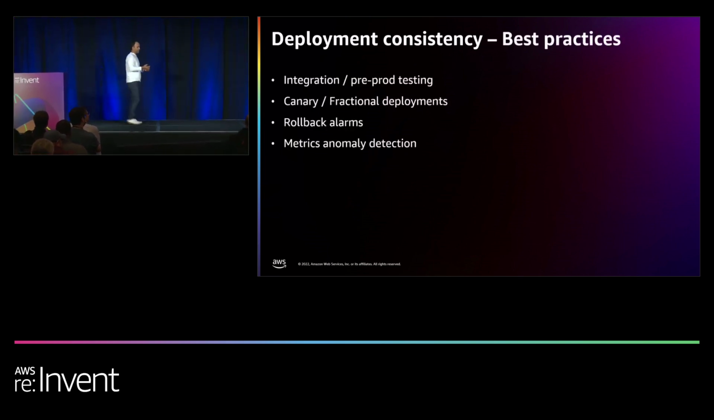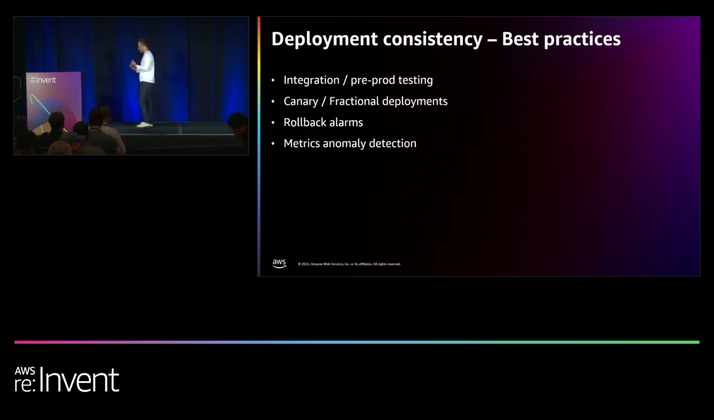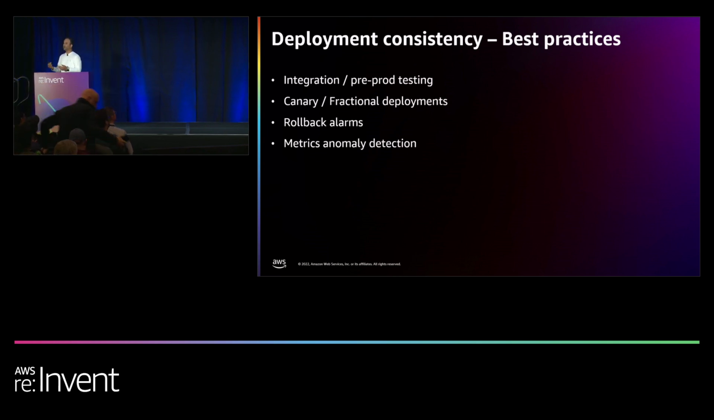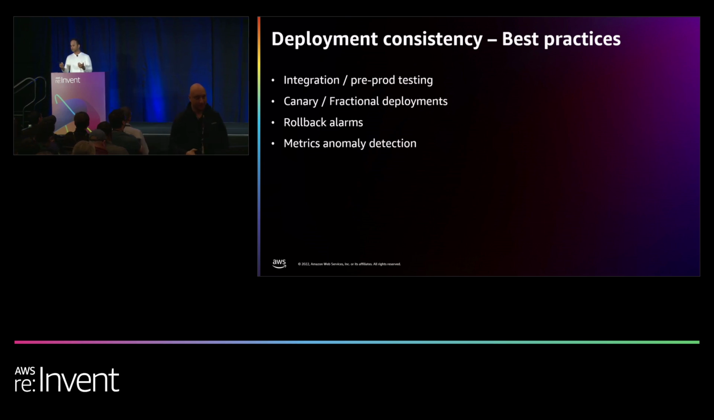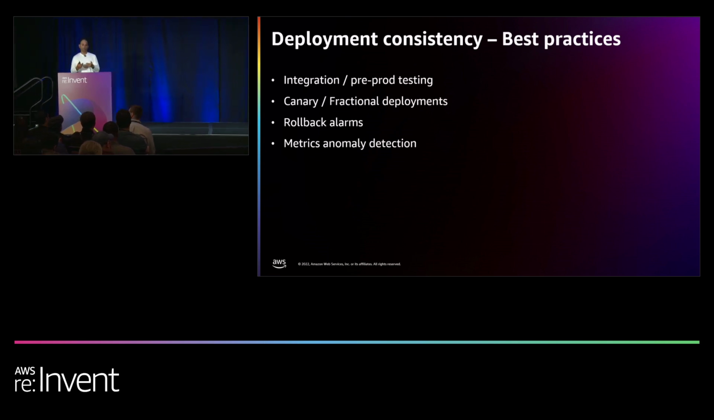In terms of how it works in practice, all these best practices, you will see the teams leveraging integration and pre-prod testing. We leverage canary, fractional deployments, or even deploying fractionally within a particular stage, right alarms, and even metrics that we automatically can figure out and have anomalies in terms of pre and post deployment. And this helps in implementing the best practices without service teams having to do a lot of work.